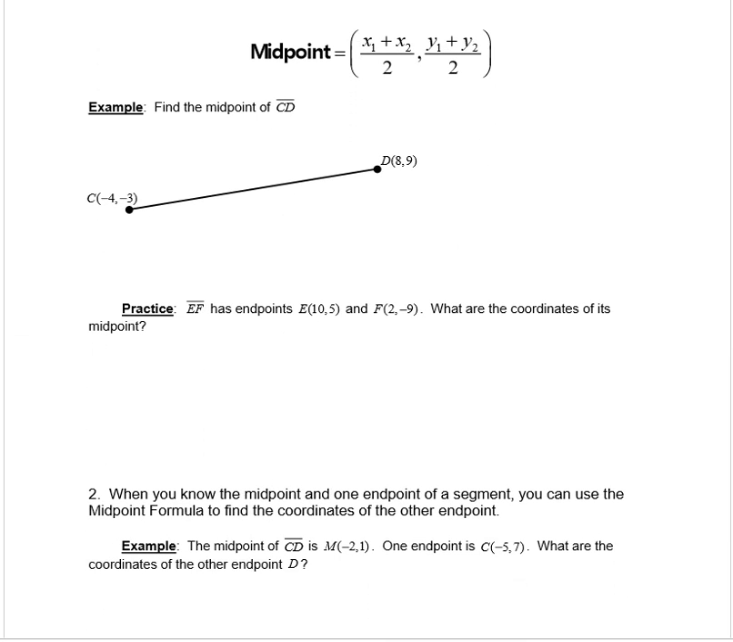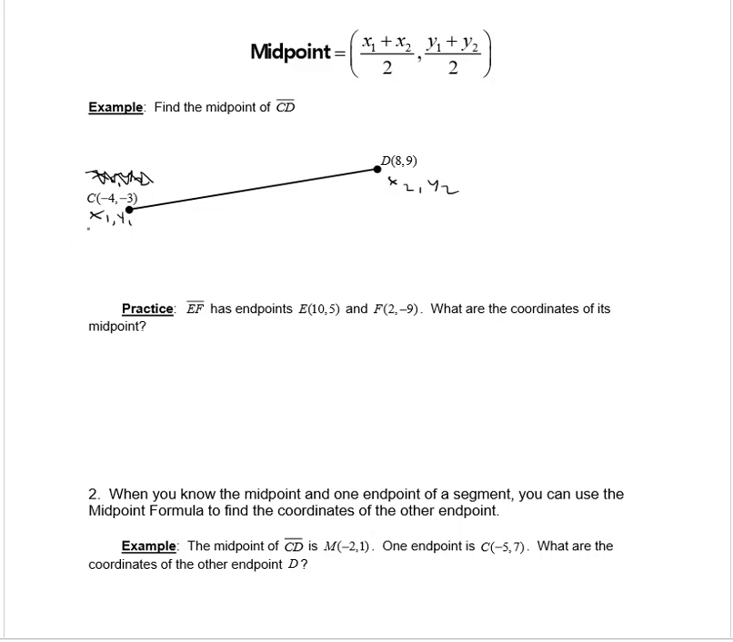So in this example here, it says find the midpoint of CD. So I'm going to label this. This will be x1, y1. Let's do that again. This is going to be x1 over here, y1 over there. And this will be x2, and this will be y2. So negative 4 is x1, negative 3 is y1, 8 is x2, and 9 is y2.